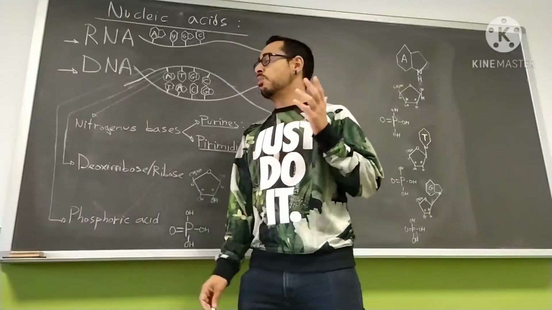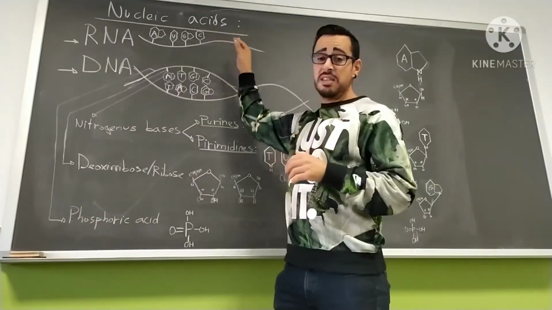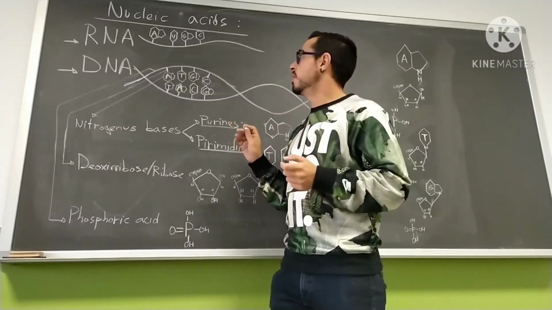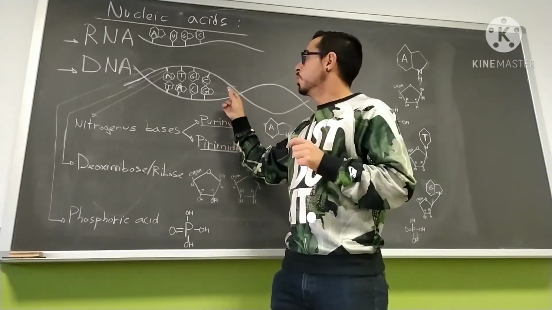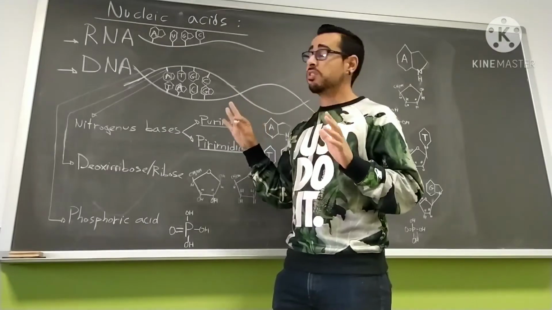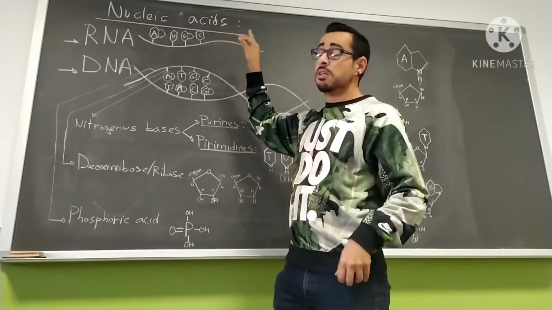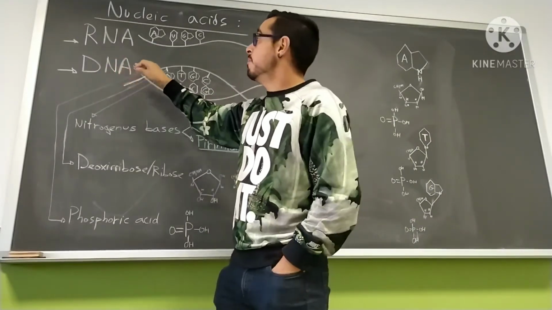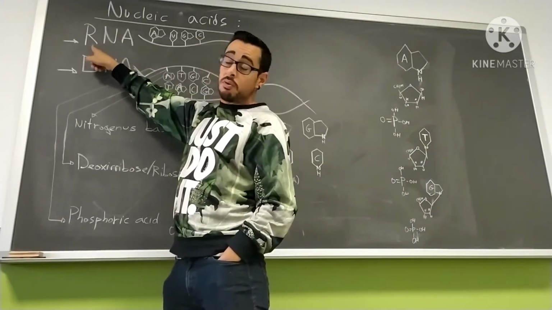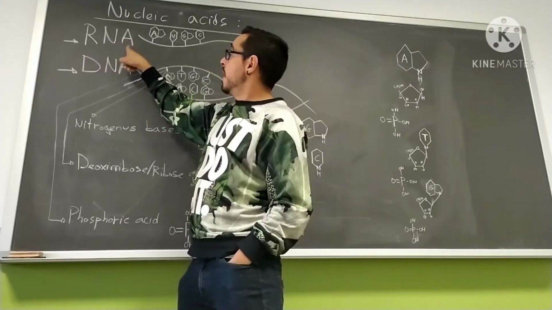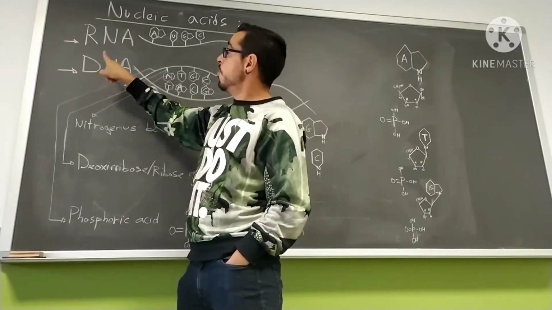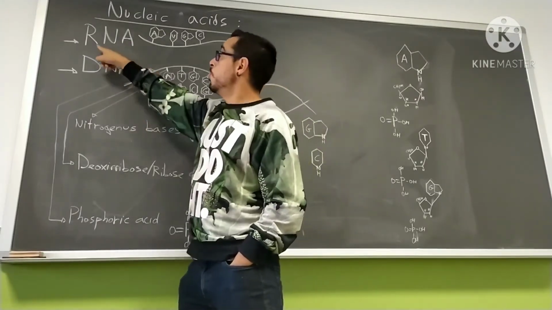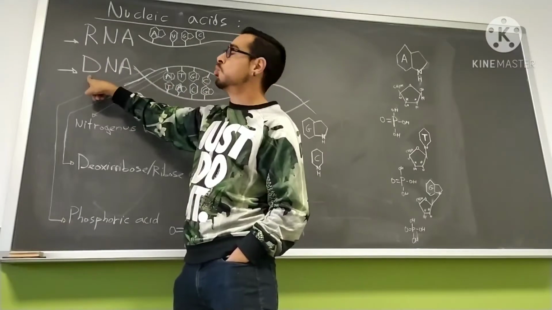Okay guys, we saw nucleic acids in class, and I'm going to put this video in the aula virtual to explain the structure of nucleic acids. Nucleic acids are RNA and DNA. The name comes from ribonucleic acid and deoxyribonucleic acid. They are made of ribose or deoxyribose.